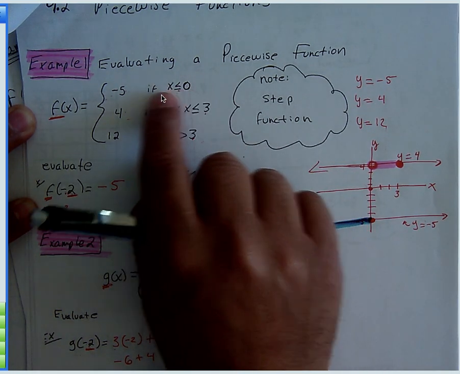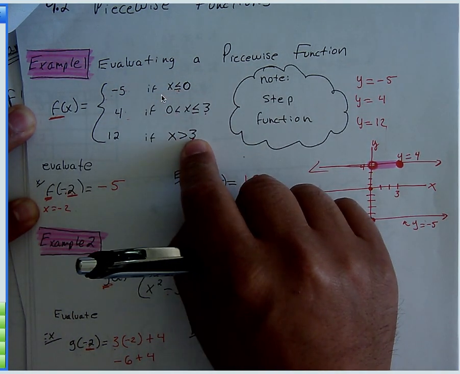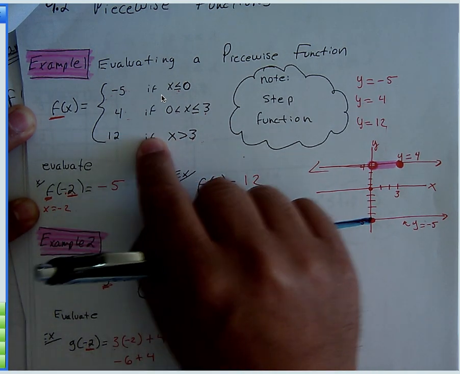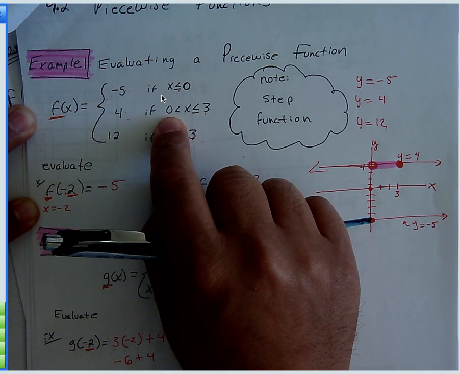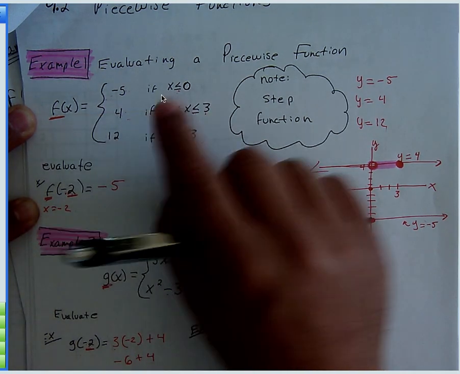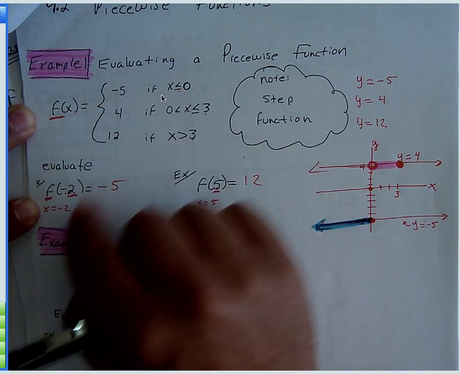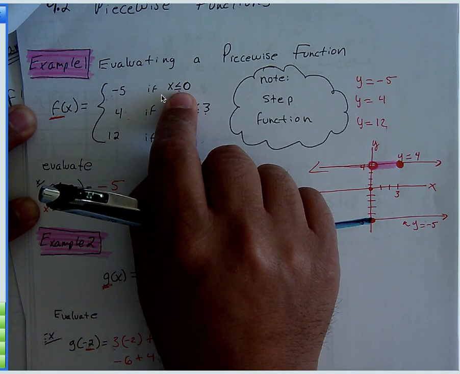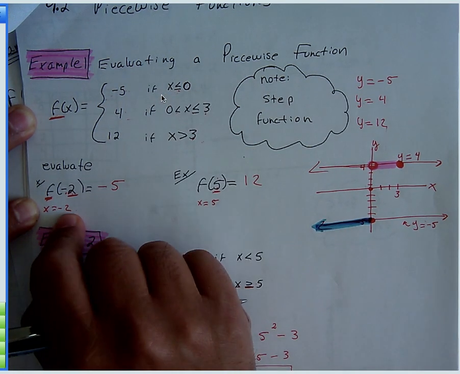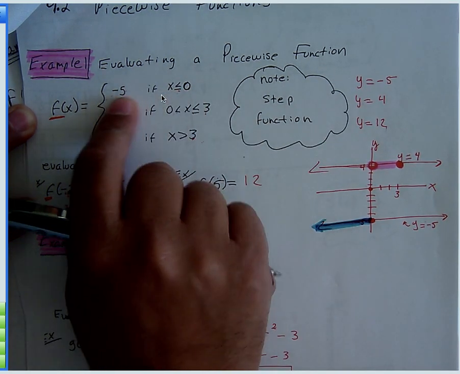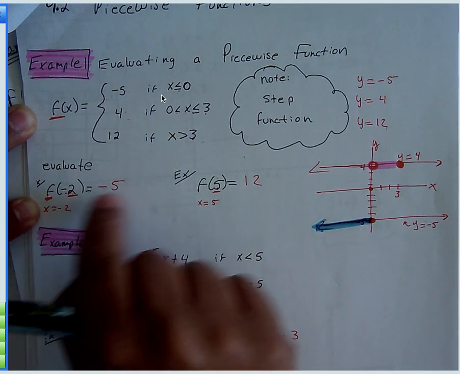So x is not greater than 3, so we can't use this function. X is not between 0 and 3, so we can't use this function. The only one that this satisfies is this one. X is less than 0, so -2 is less than 0, so you're going to use that function. So the answer for this one would just be that, -5.